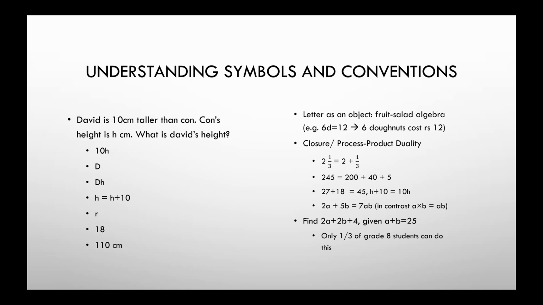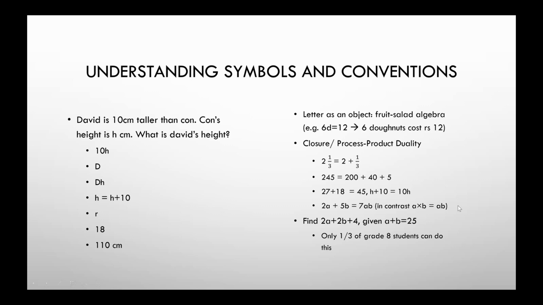Then the other problem that we face with algebra is that for all the years in primary schooling, we would have written 2 1 by 3 as 2 plus 1 by 3. So when there was no sign written, it was actually an addition. 245 is 200 plus 40 plus 5. 27 plus 18 is 45 because we add them up. But then if all this were true, then h plus 10 must be equal to 10h. It's obvious, right? If this is not the convention of algebra, then it is on us to make it available to children in some way.